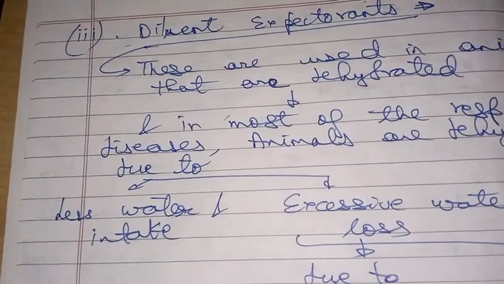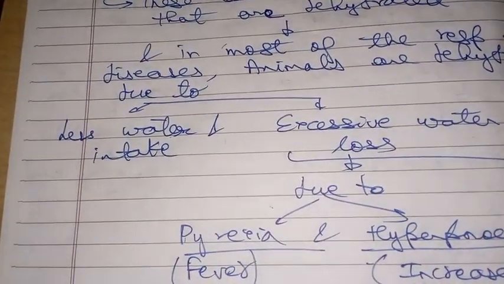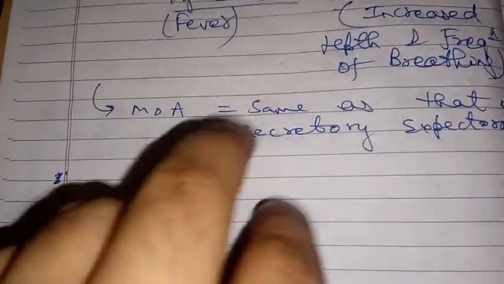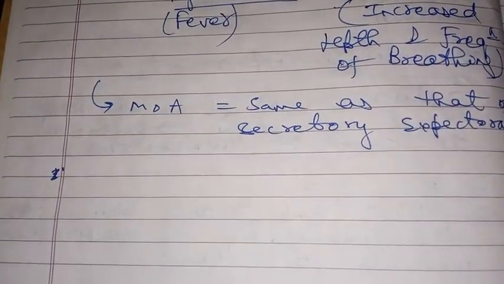Now third, we will talk about diluent expectorants. These are used in animals that are dehydrated. First of all, we need to understand their mechanism of action. This is the same mechanism as secretory expectorant, so we should first revise what the mechanism of action of secretory expectorant was.